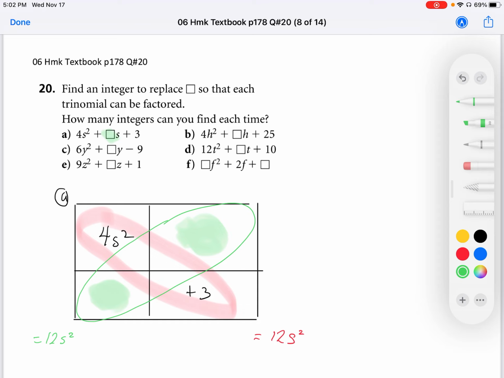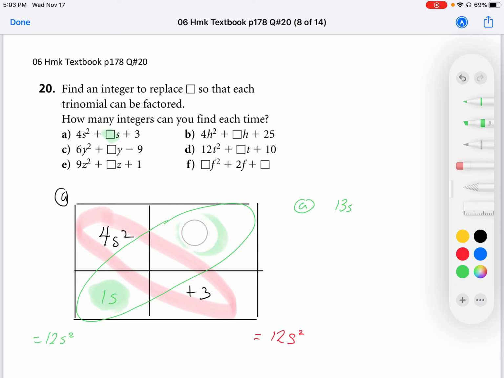So the possibilities that multiply to 12s squared could be 1s and 12s. Okay, so the s value for that first one could be 12s plus s, because that's going to add to that middle term. And so that could be positive 13. So that middle term could be positive 13s. That's one possibility. This is for A. We can have some other ones as well.